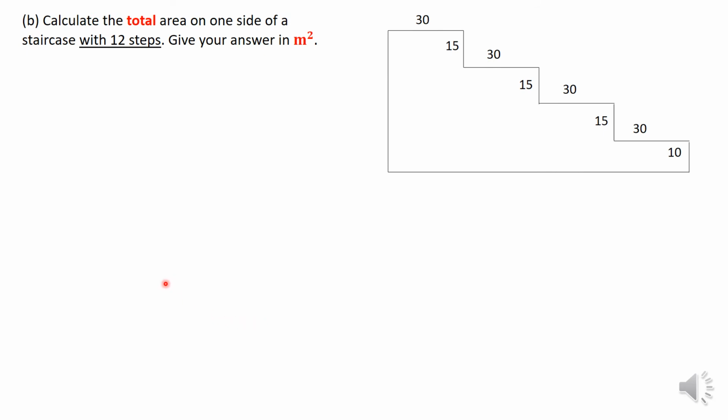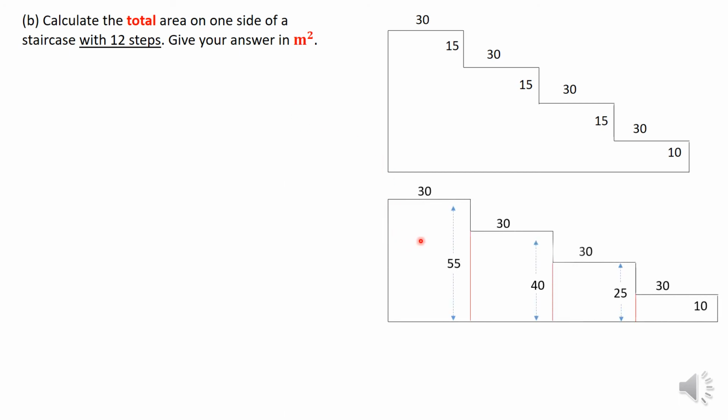Part B, and take note that I bolded the word total, meaning that we are going to work with the sum formula. And also they are saying give your answers in square meters. Since all of these are in centimeters, which means at the end we will have to go and convert our answer to square meters. Whatever method you do, just remember you are supposed to give your answer in square meters.